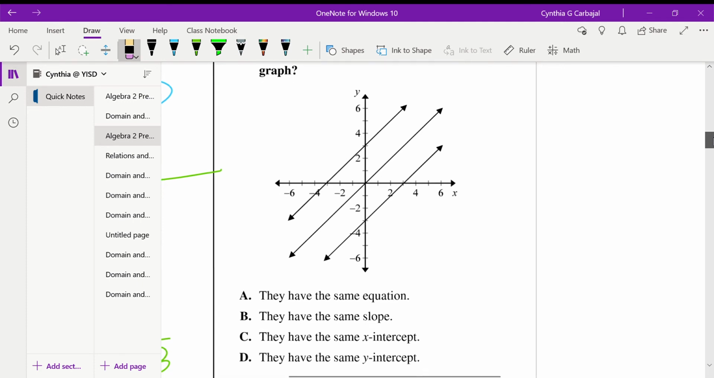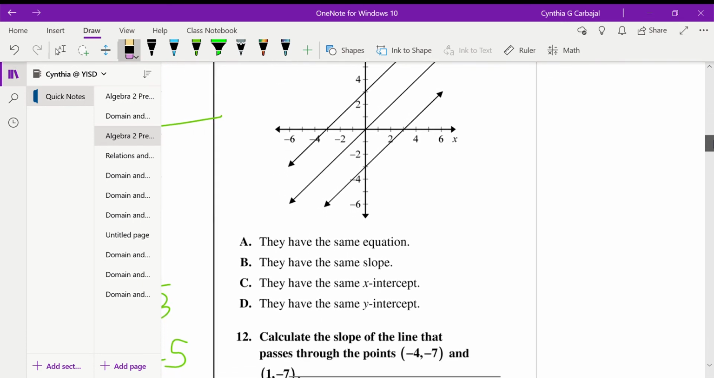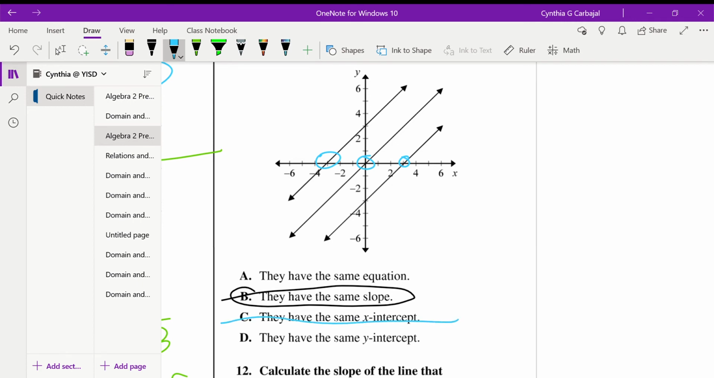All right, on number 11, it wants us to say which statement is true about the three lines here, and if you can tell that they're parallel. Well, parallel lines have the same slope. But even if you weren't sure this was the answer, for sure they're not crossing at the same x-intercept. They're not, they're all different. They're not crossing at the same y-intercept. They're all different. And they're definitely not the same line, so they're not the same equation.